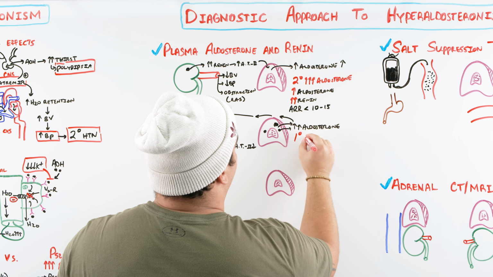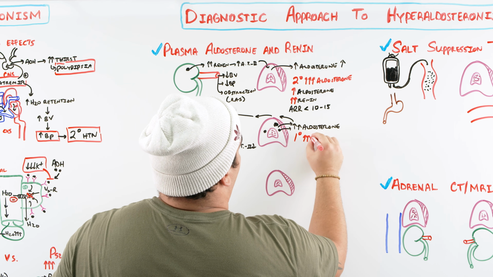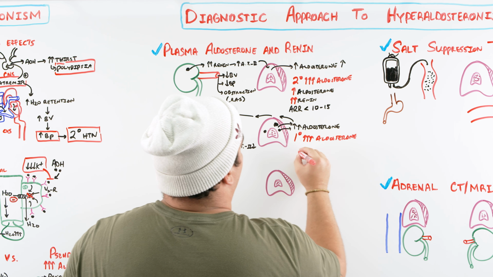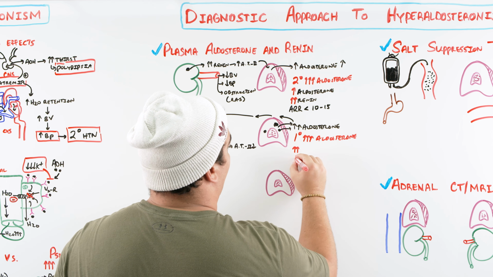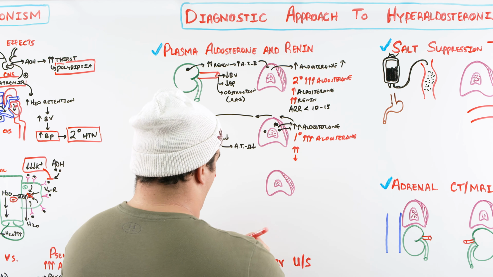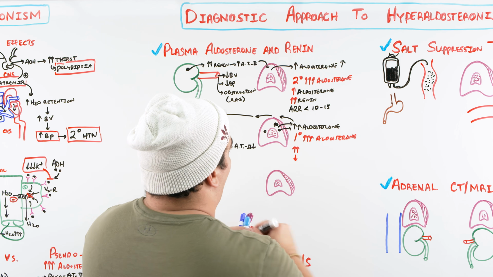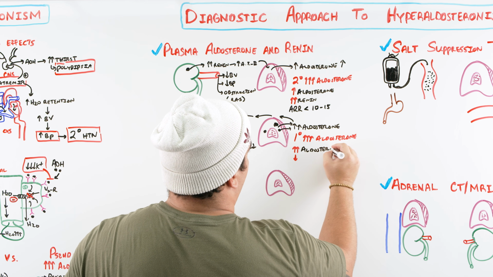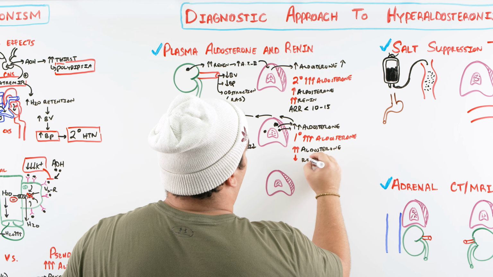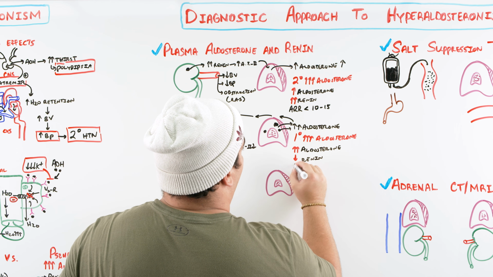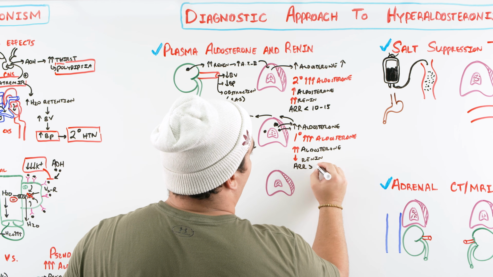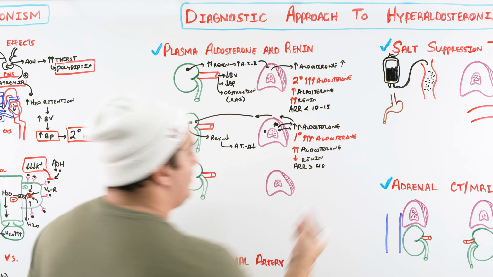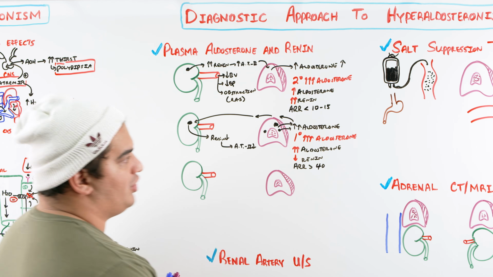So a primary hyperaldosteronism. And so what you will see is a high aldosterone, a low renin level, and the aldosterone-renin ratio will be very helpful as well. So the aldosterone is going to be high, the renin levels will be low, and then the aldosterone-renin ratio will be greater than, sometimes we'll say upwards of 40. So it'll be pretty high. Some will say 20, some will say 40, but it's usually just pretty high.